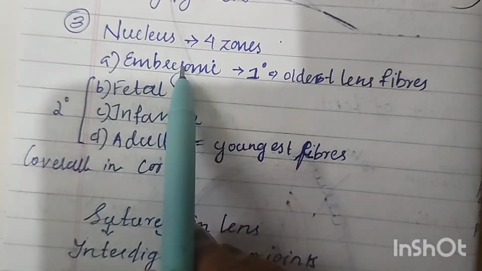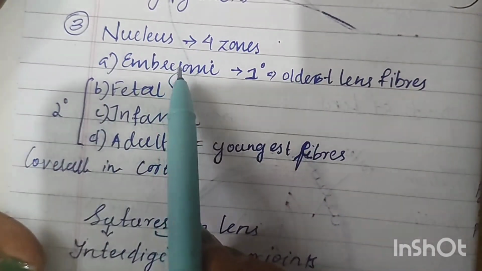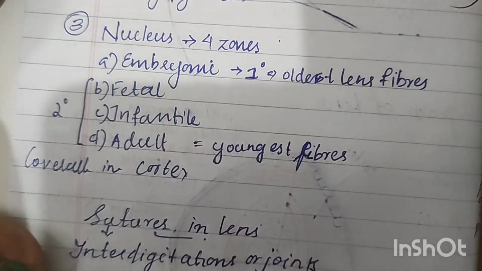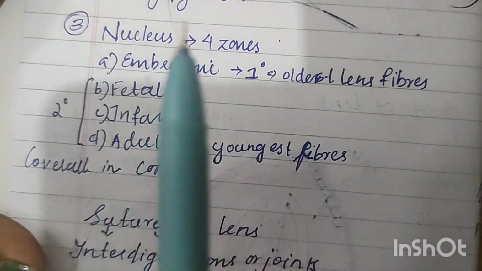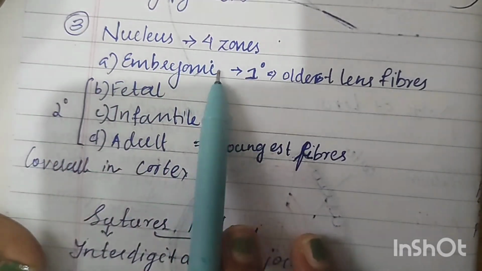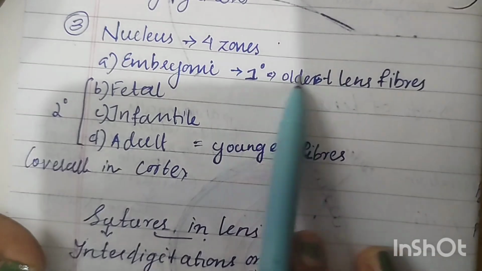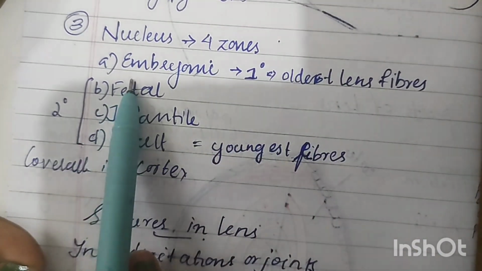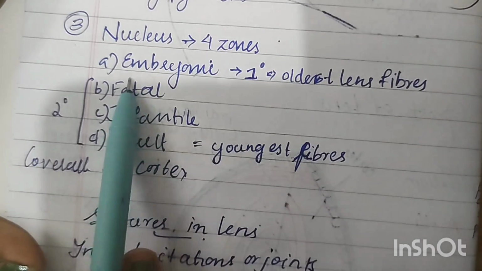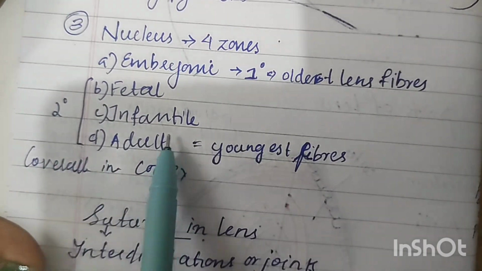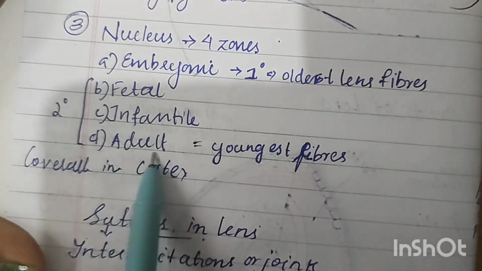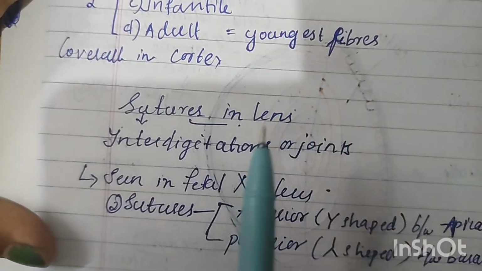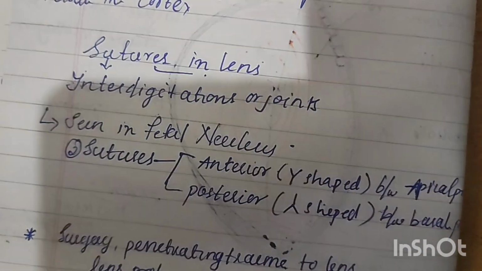Here the embryonic nucleus, what is the function of the nucleus? These form the fibers of the lens. During the embryonic period, the primary fibers are formed by the embryonic nucleus. We call the primary fibers the oldest lens fibers, and the fetal, infantile and adult nucleus form the secondary fibers. Now also fibers are formed by the adult nucleus, and we call them the youngest fibers.